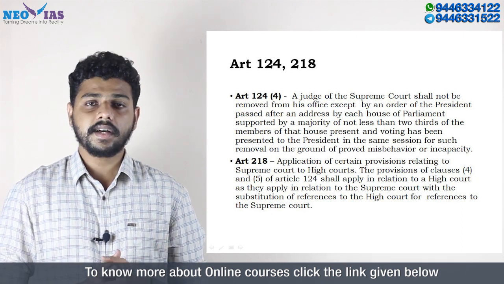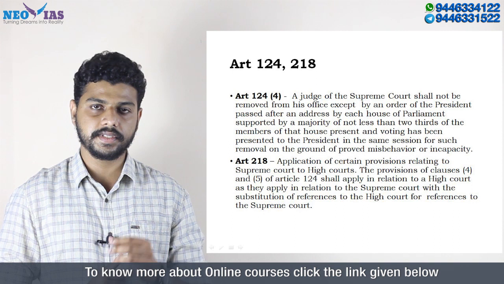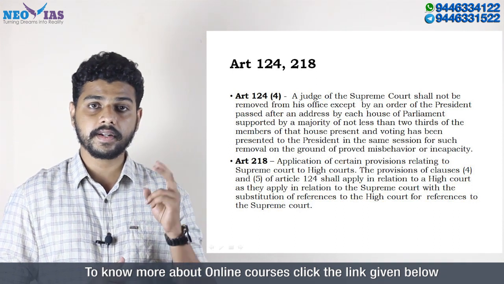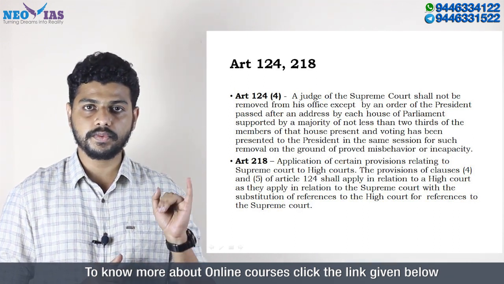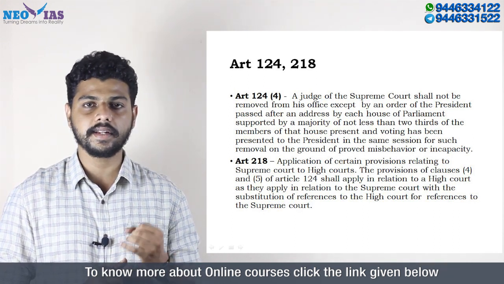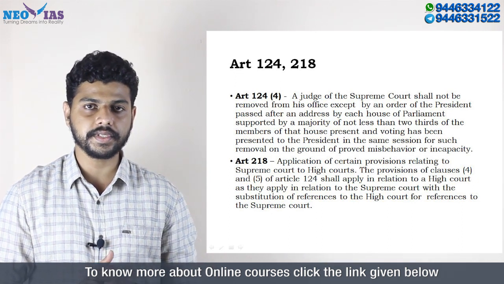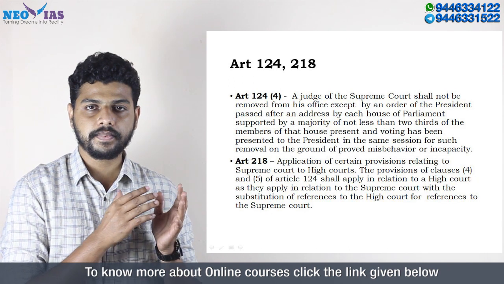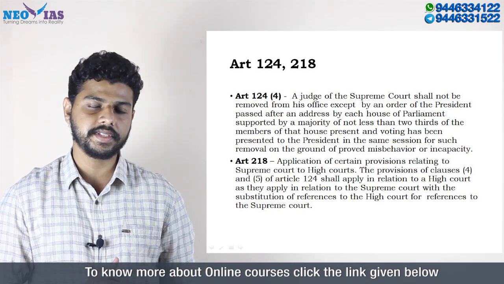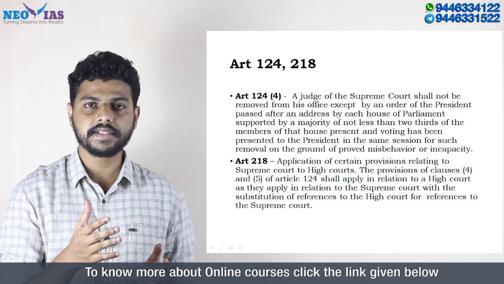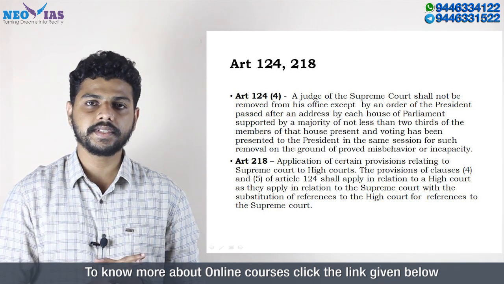The last thing which is mentioned in the article is regarding the grounds on which a judge can be removed. There are two grounds on which a Supreme Court judge can be removed. The first one is proven misbehavior and the second is incapacity. Article 218 of the Indian Constitution tells that the procedure for removal of a High Court judge is similar to that of a Supreme Court judge. Grounds, the decision and the final authority, everything is the same for a High Court judge.